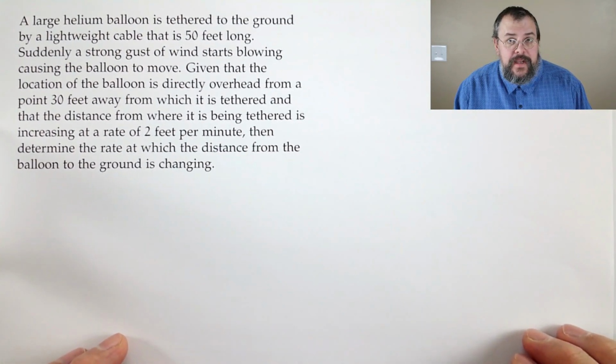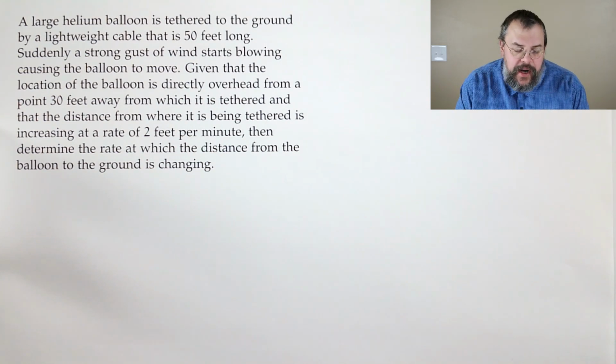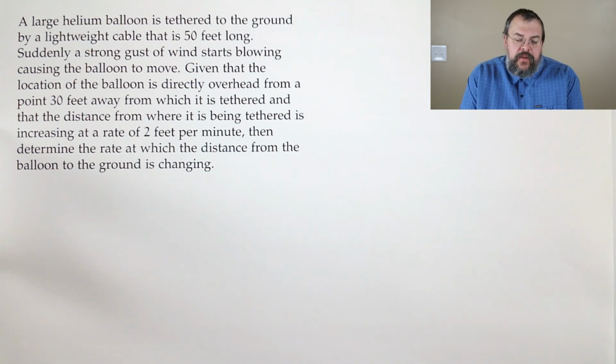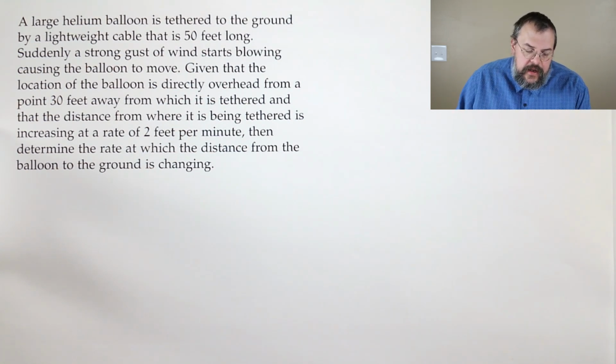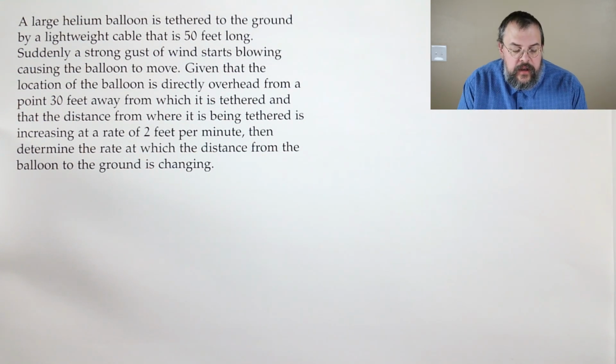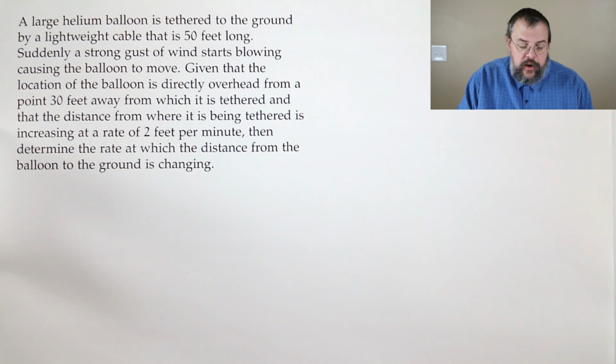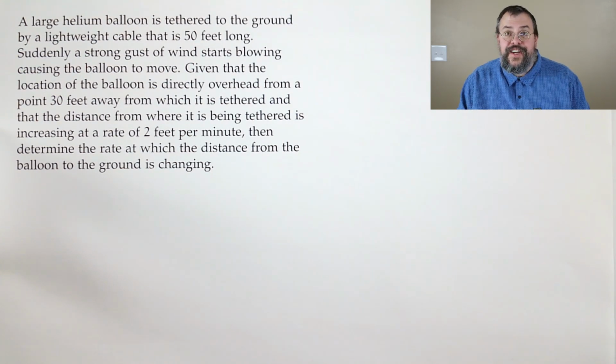Another problem. A large helium balloon is tethered to the ground by a lightweight cable that is 50 feet long. Suddenly, a strong gust of wind blows, and it's causing the balloon to move. Well, wind often does that to balloons. Given that the location of the balloon is directly overhead from a point 30 feet away from which it is tethered, and that the distance from where it is being tethered is increasing at a rate of 2 feet per minute, then determine the rate at which the distance from the balloon to the ground is changing.